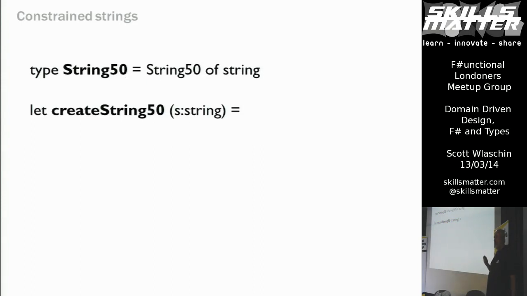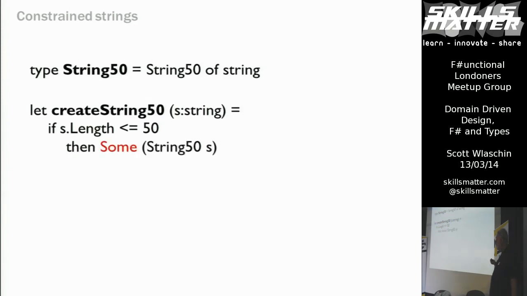And once you've created one of these things, you can pass it into the database layer and you guarantee the database is going to be able to handle it okay. So here is the code for that. If it's less than 50 characters, it's good. Return some. If it's not less than 50 characters, return none.